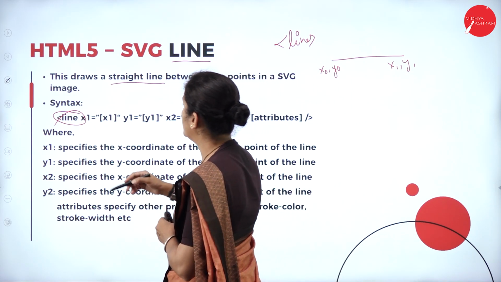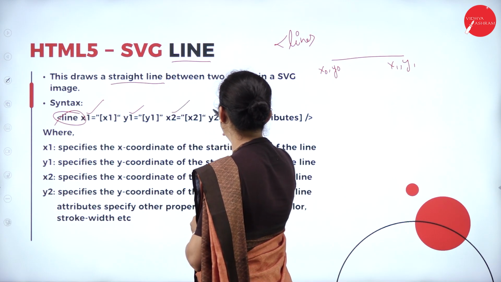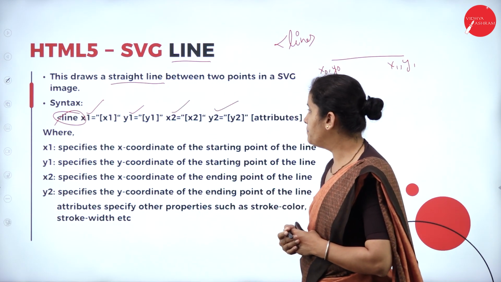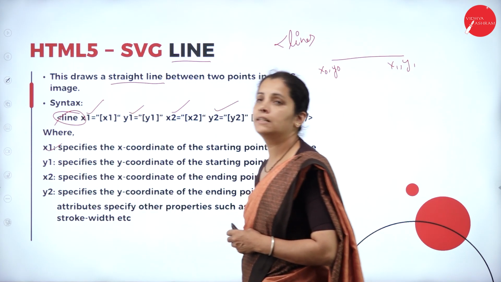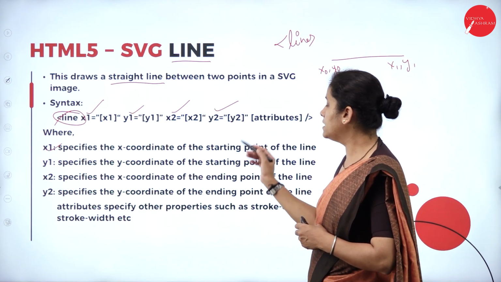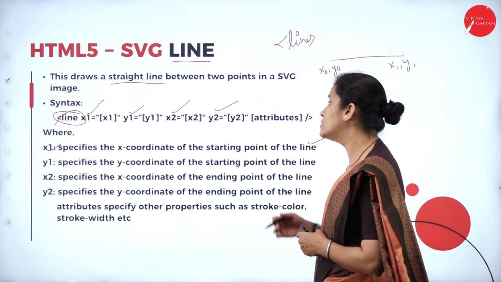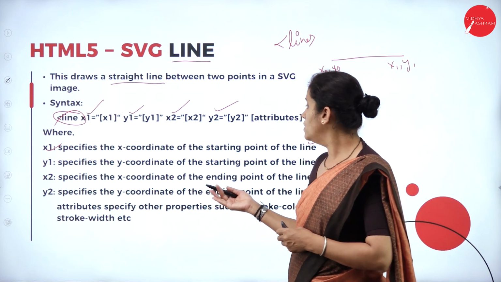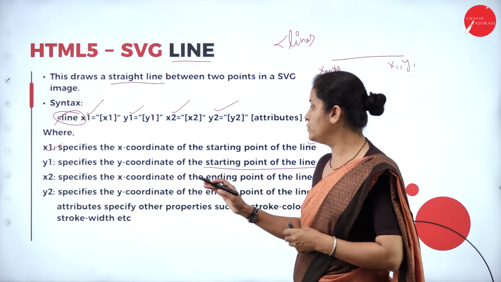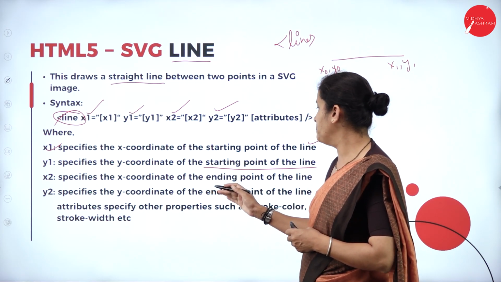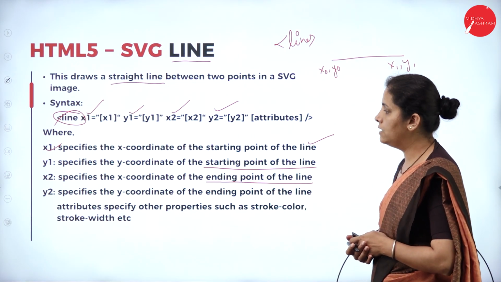I have the coordinates x1, y1, x2, y2, and I'm going to specify the values. What about x1? It's nothing but the x coordinate, the starting point of the line. And y1 is also a starting coordinate, the starting point of the line. And x2 and y2 are the coordinates which specify the ending point of the line.